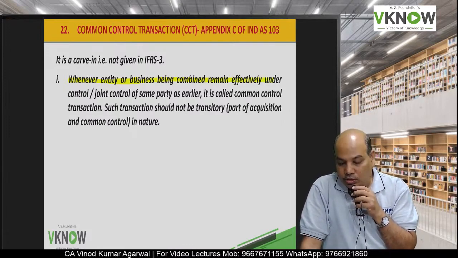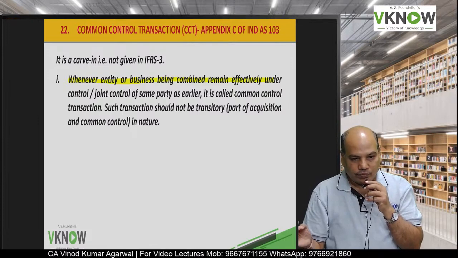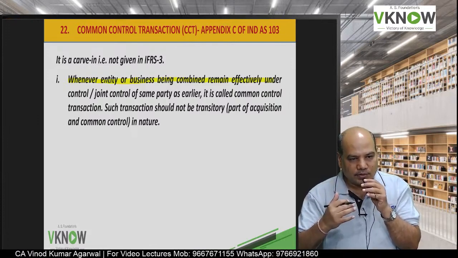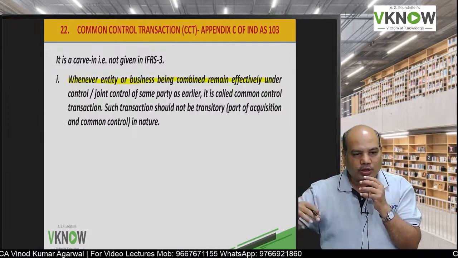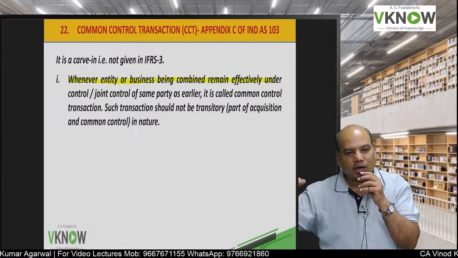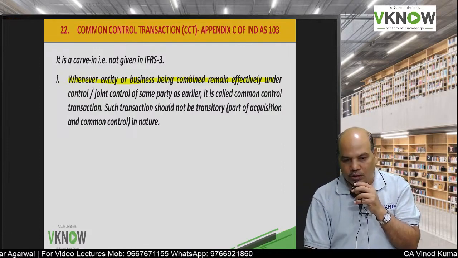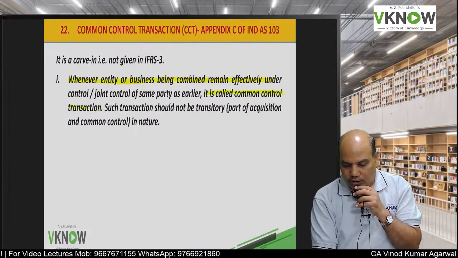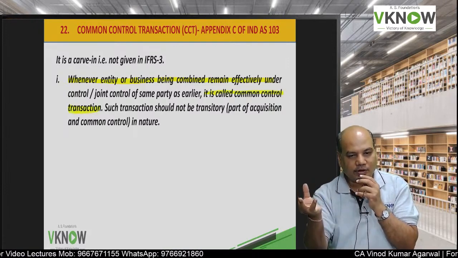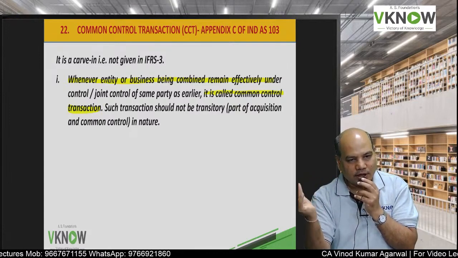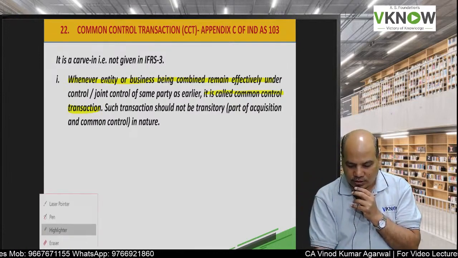So a common control transaction means when the same entity or same set of persons control or jointly control the two entities before and also after. Then this is called a common control transaction. That means effectively nothing has changed. The controller remains the same.